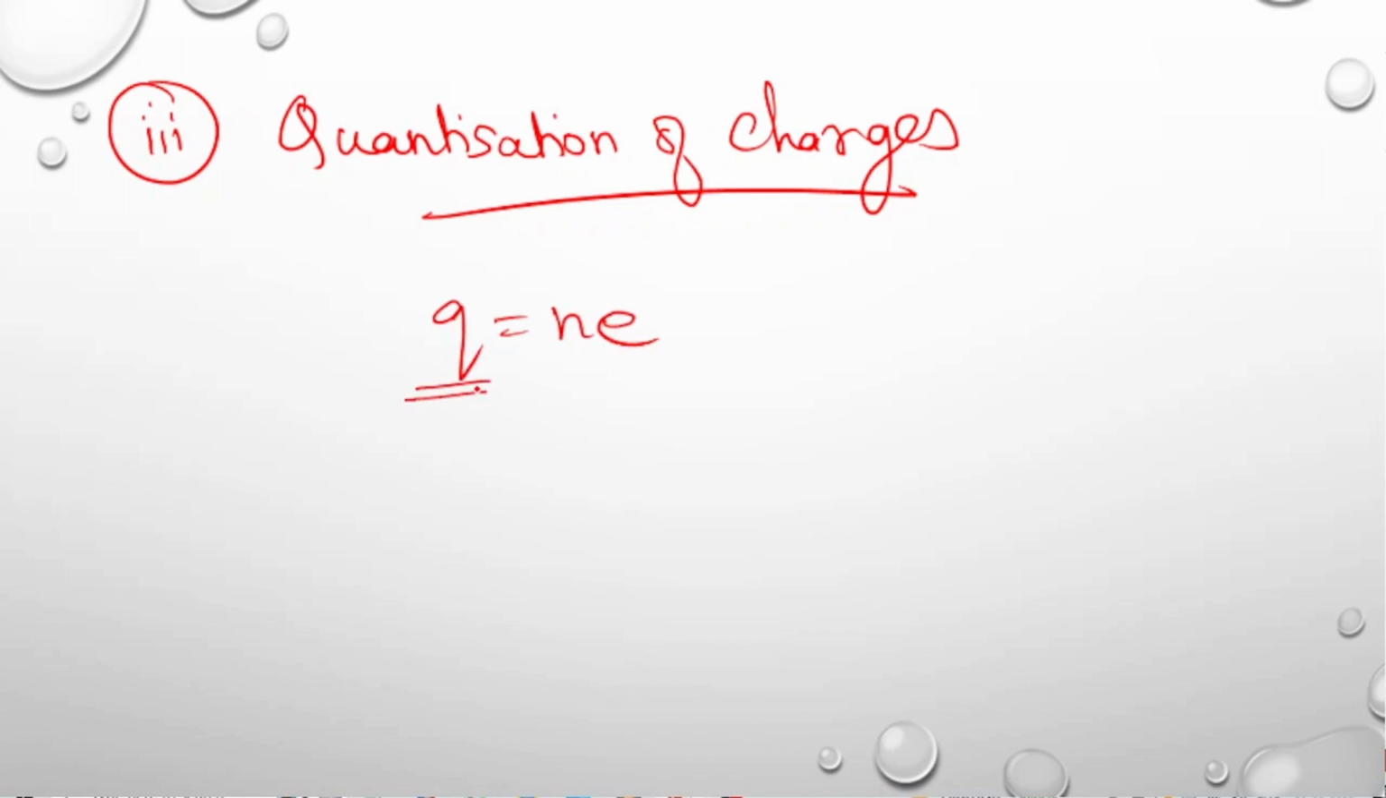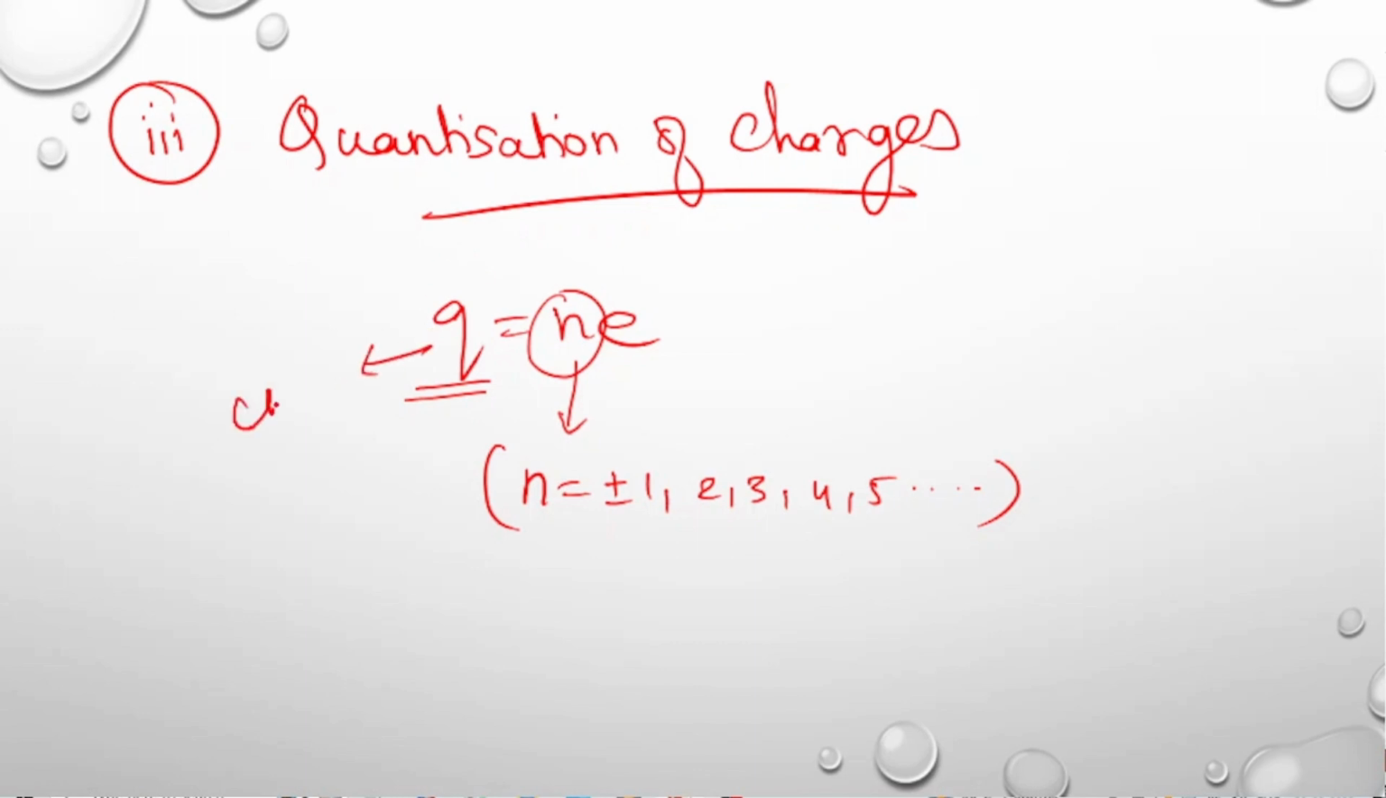Q is the charge, N is the integral multiple. Always the quantization of charge should be an integral multiple. So N can't be a fraction or decimal. N should always be an integer. That means N can be equal to plus or minus 1, 2, 3, 4, 5 and so on. N can only be an integer. And Q is the charge, N is the number of electrons. E is the charge of a single electron.